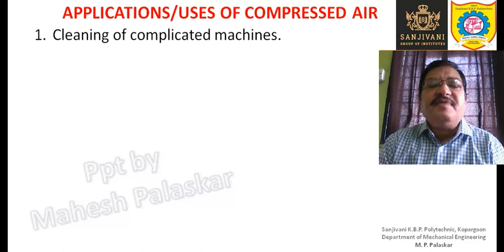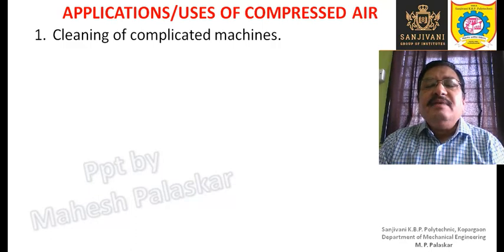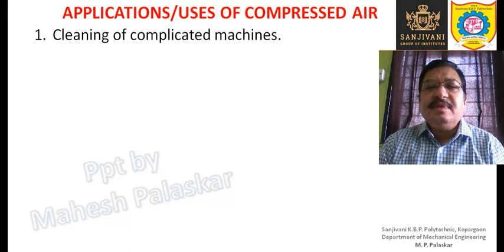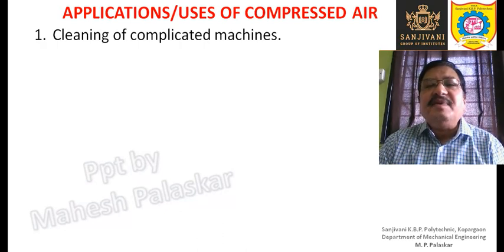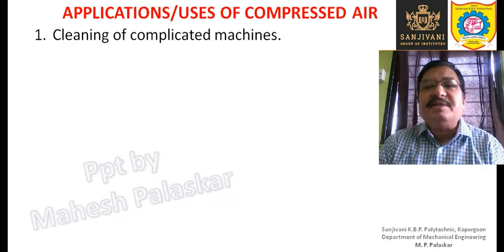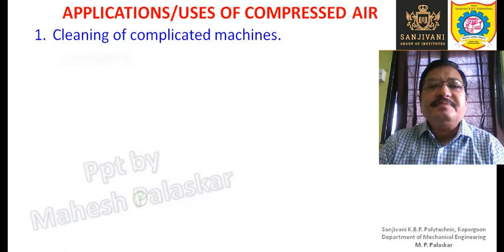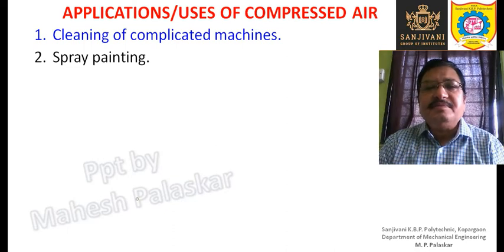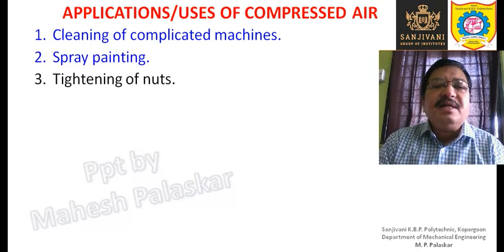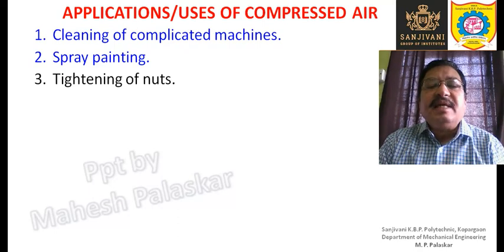So as I have told you, first of all, for cleaning of the complicated machine parts where we cannot reach easily, at those places compressed air can reach the corners and it can clean each and every corner of the complicated machines. Complicated machine parts can be cleaned very easily with the help of the compressed air. Then for spray painting purpose, compressed air is used. For the tightening of the nuts, compressed air can be used.